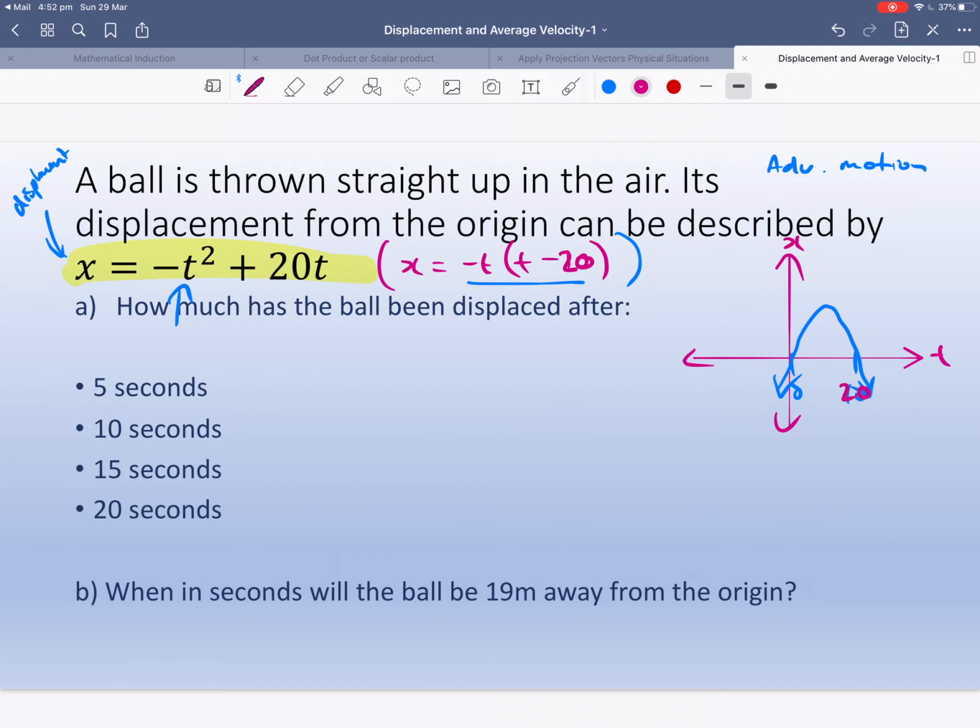Just so you know, because it's going to be really important, the x here does not mean the x that we normally use. It actually takes the y dimension. Okay, let's do the questions.